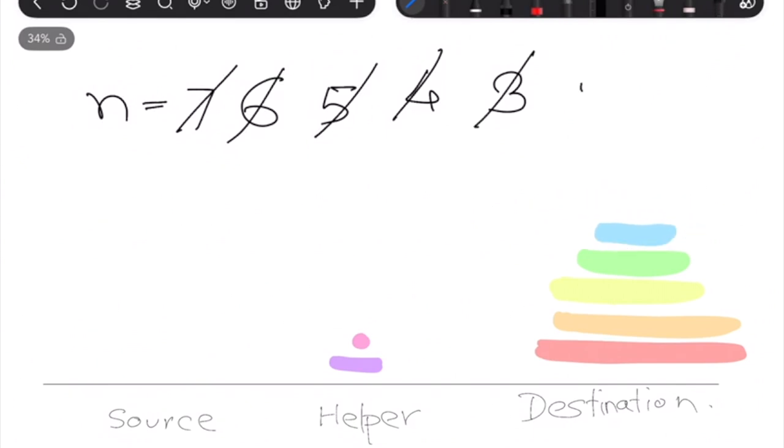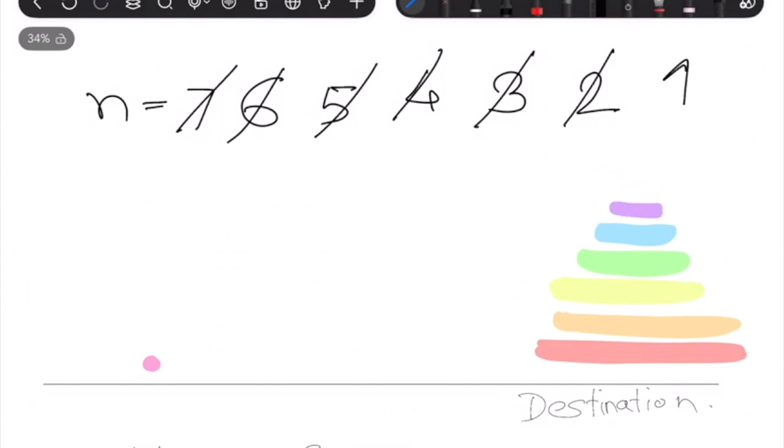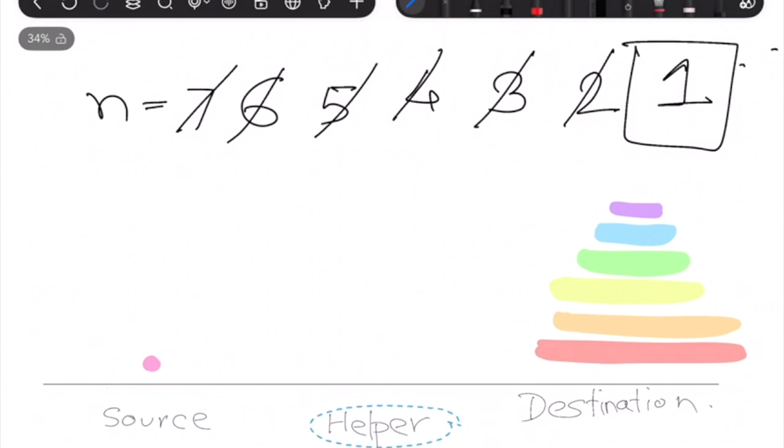Next, our n has become 2 and this is our new helper rod and this is our new source rod. We need to move n minus 1 ring, that is 1, that is the pink ring, to the helper rod and the purple one to destination. Next, n is equal to 1. This is our base case. This is our new source rod and this is our new helper rod. In this case, we need to move the last one, that is when n is equal to 1, directly from source to destination without any need of a helper rod.